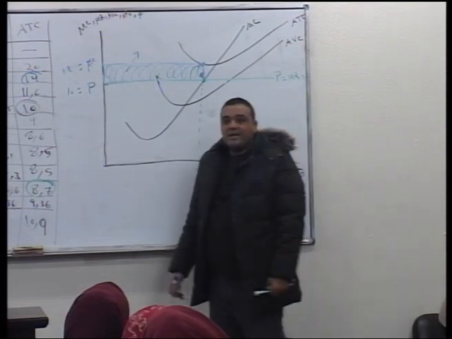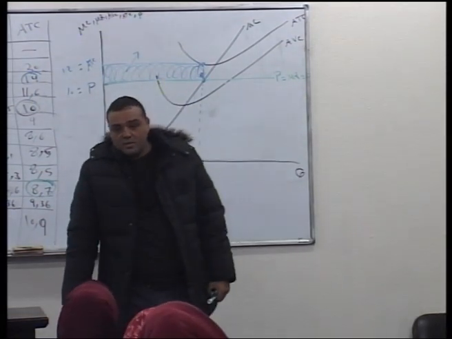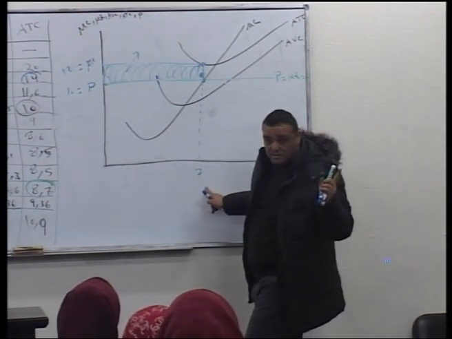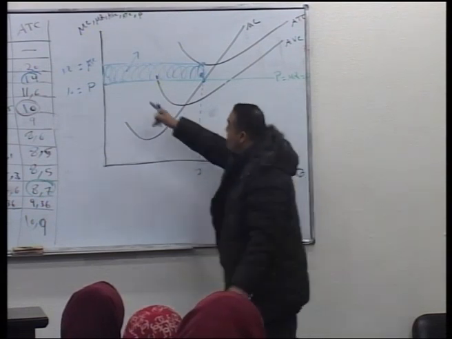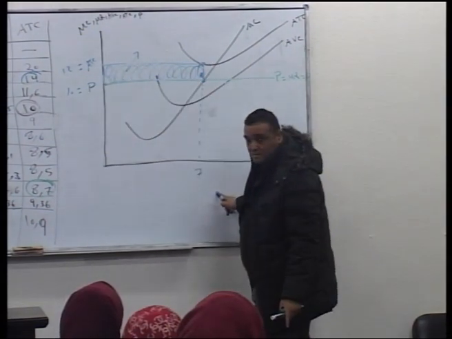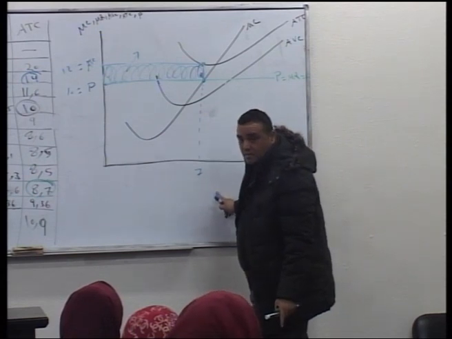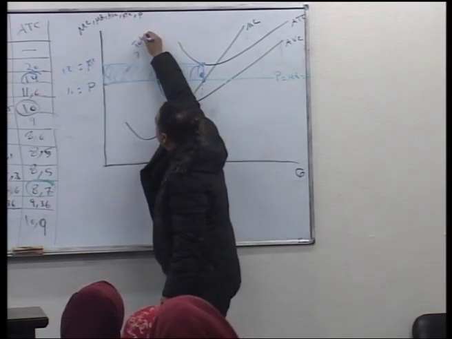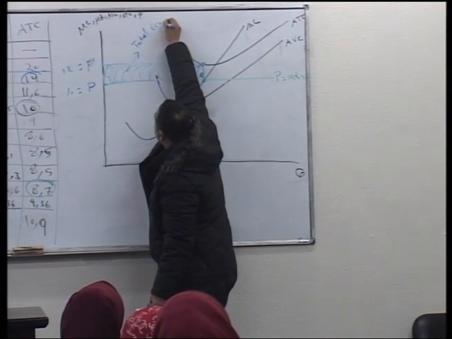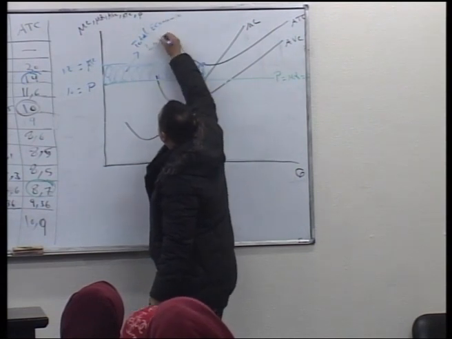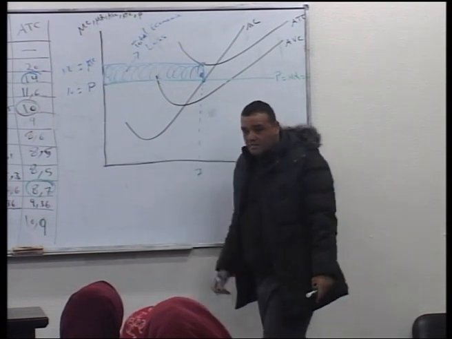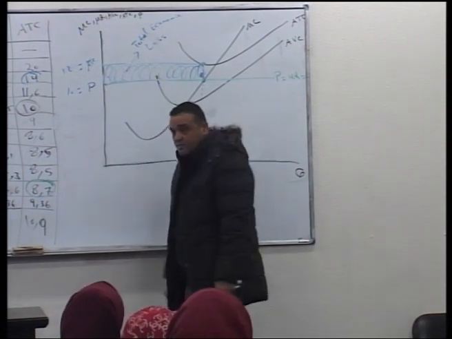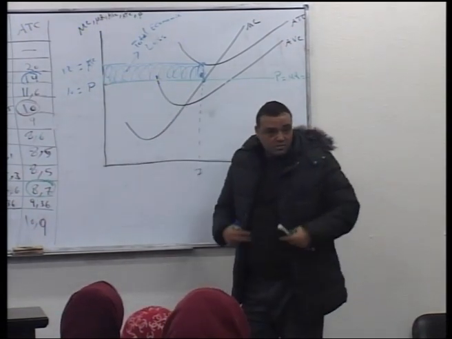How much is the total revenue? Price times quantity, 10 times 7, 70. How much is the total cost? 12 times 7, right? 84. The total loss, total economic loss, is profits negative. Right? Because total cost is bigger than total revenue.